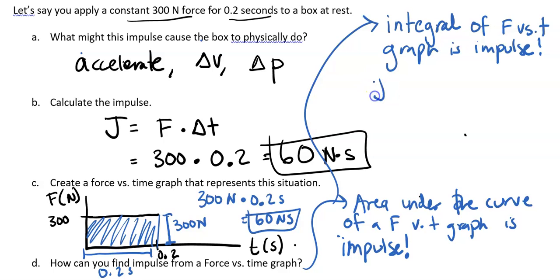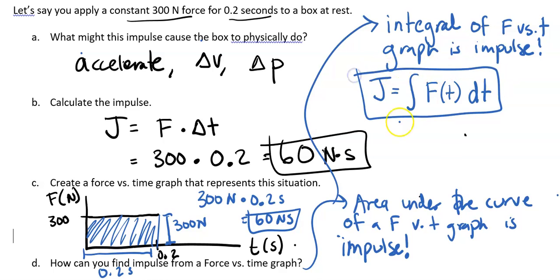Okay, so impulse we know is going to be the integral, so again, the integral symbol, which means the area, of a force, and the force will be some function of time, from the force versus time graph. So it's the force function with respect to time, so we're integrating over time, dt. This will work for all situations, and it'll be especially good to use if the force is not constant.